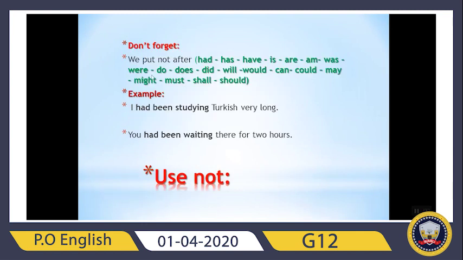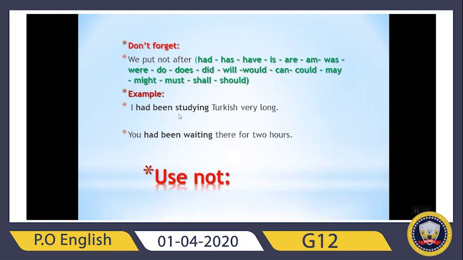Okay, don't forget we put "not" after all these words. Just memorize them. Had, has, have, is, are, am, was, were, do, does, did, will, would, can, could, may, might, must, shall, should. After all these words we put "not." Just look at the sentence. Where is one of them? If I find it, it's okay. Just put "not" after it.